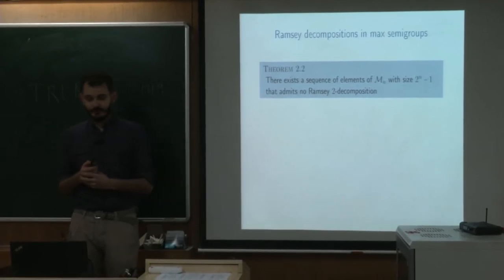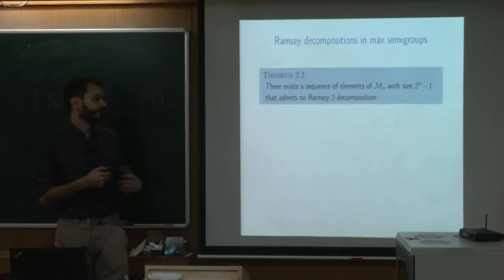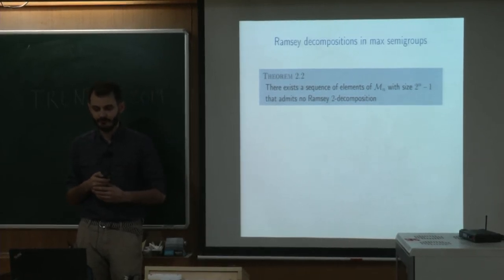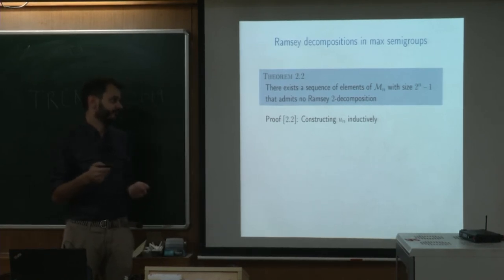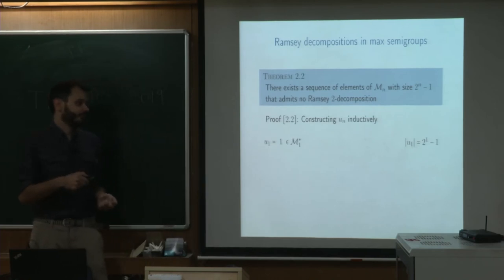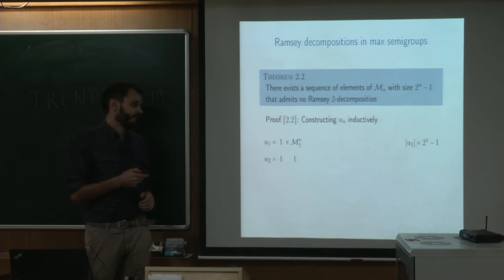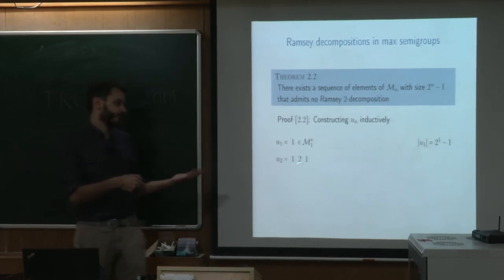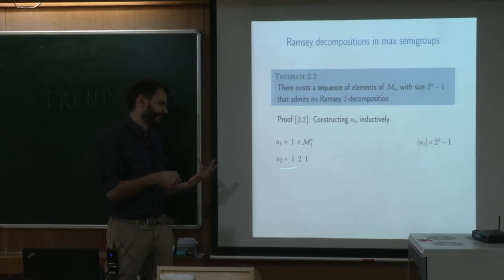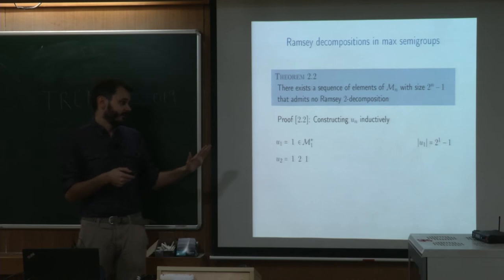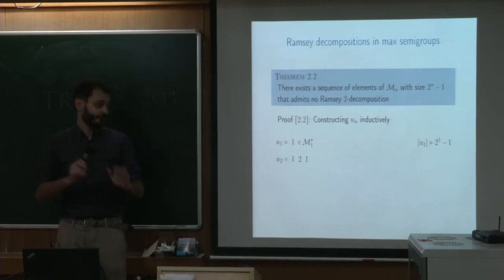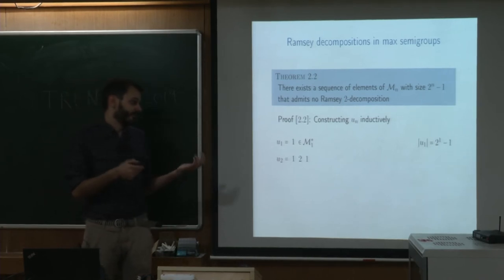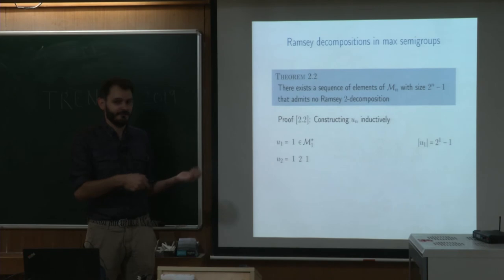And so now, to prove the lower bound, how do we construct a sequence of elements of Mn with size 2 to the n minus 1 and no Ramsey 2 decomposition? It's a basic inductive construction. So we start with U1, which is just a single 1. Then to construct the next one, we take 2 copies of the previous one and we add the new element in the middle. And so why does this not admit any Ramsey 2 decomposition? Well, we know that a Ramsey 2 decomposition needs 2 factors. So here, since there is a single 2, 2 cannot be in both factors. So both factors need to be just 1, but then they cannot be consecutive because there is a 2 in the middle.